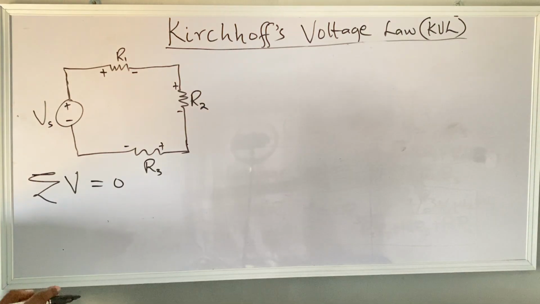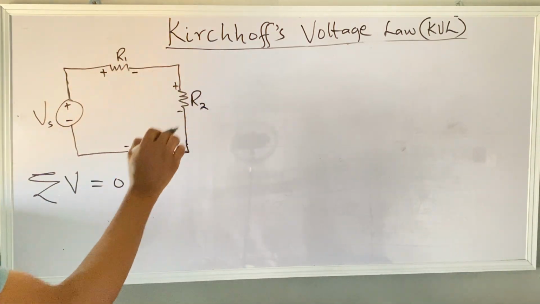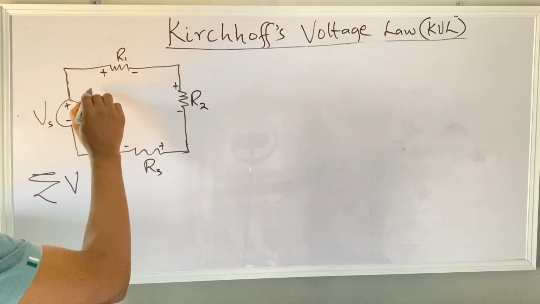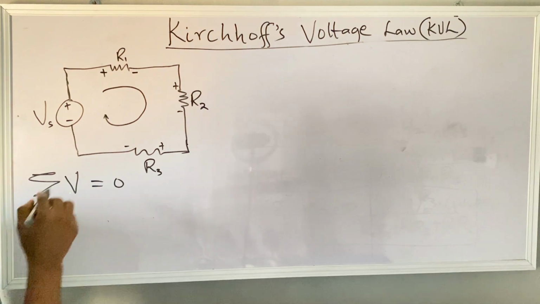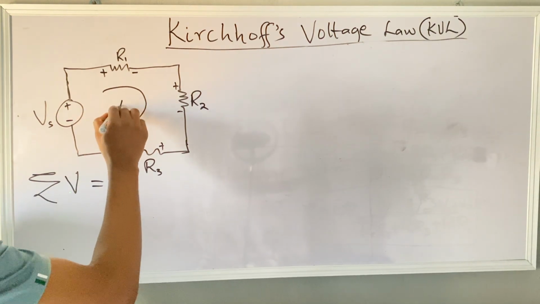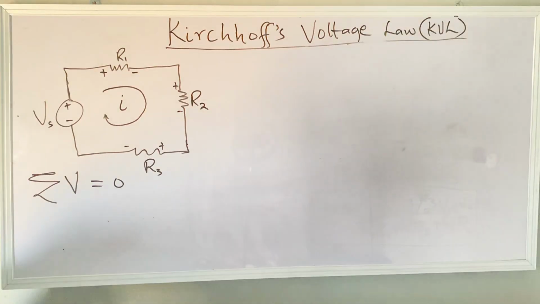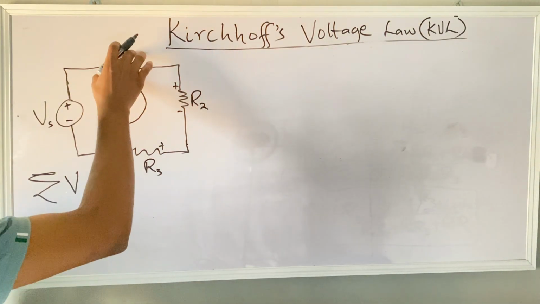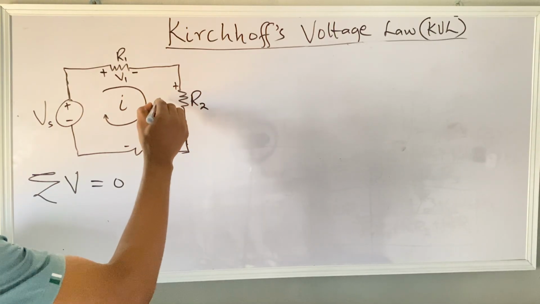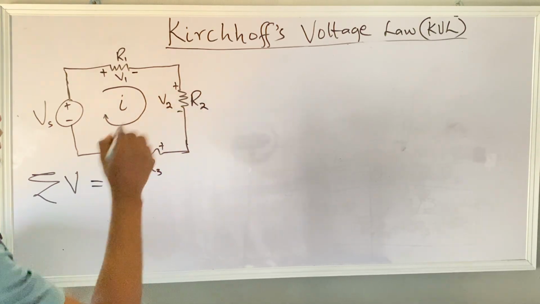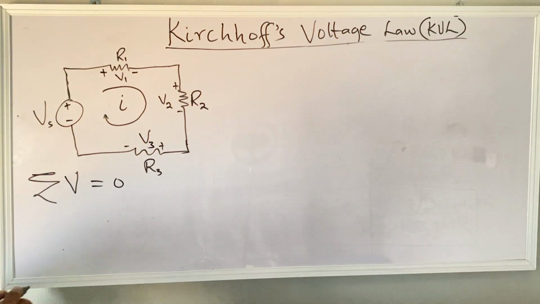With this, we can assume that the current is flowing from positive to negative in this direction. So we assume the direction of current flow to be this way. That is I. Remember, this is a series circuit. So we can call the voltage across R1 V1, the one across R2 V2, and the one across R3 V3.